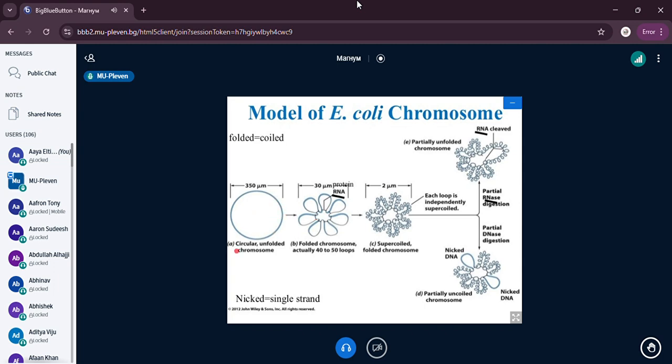This is the uncoiled circle of Escherichia coli, and here it is with formed looped domains that are supercoiled, and this helps decrease the diameter of the molecule. Here you can see it's 350 micrometers, here it's 30 micrometers, and here it is 2 micrometers. The size of the prokaryotic cell is about 10 micrometers, so 2 micrometers fits very well in the prokaryotic cell.